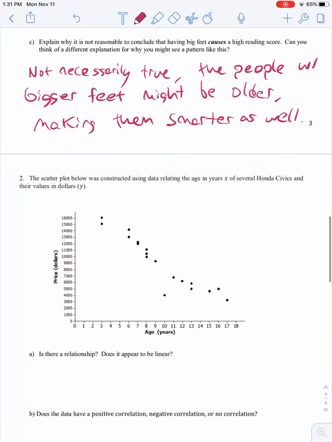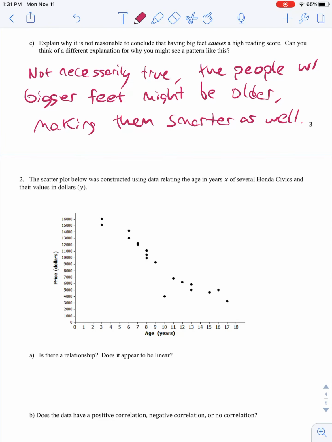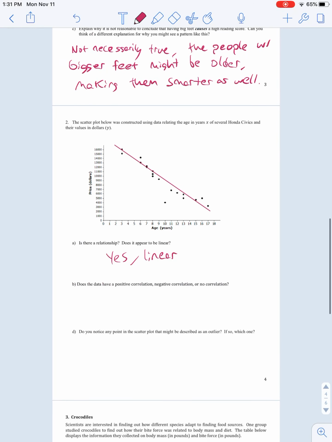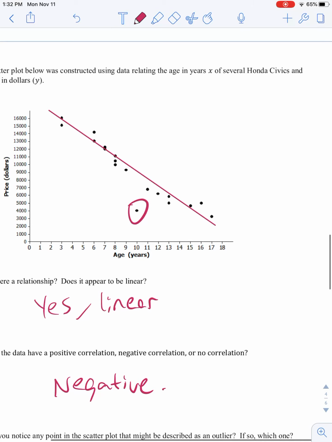Now we've got another one. And this one talks about the value of a car based on how old it is. Is there a relationship? Yeah. It's linear. I can see a negative line definitely fitting through it. Yeah, there's some points that don't seem like they perfectly fit it, but the vast majority of points would fit this line. They ask us, does this have a negative or positive correlation? It's a negative correlation. They ask us, do you notice any point that might be considered an outlier? And that was that point that I identified right away. That 10-year-old car that's only worth about $4,000.